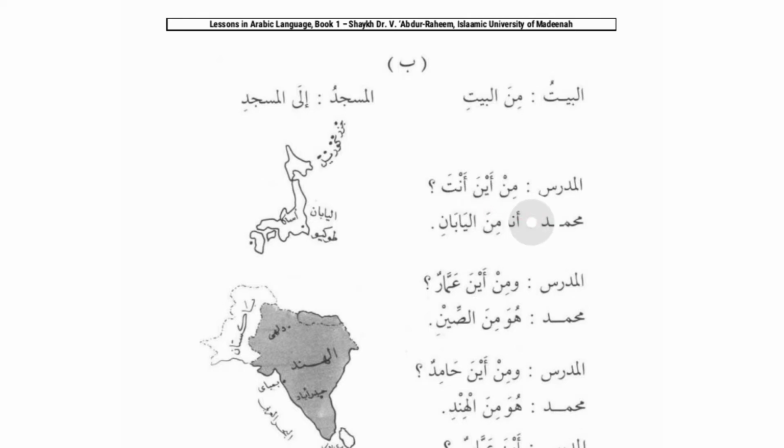So when it says min aina anta, where are you from? Ana min al Yaban, I am from Japan. The min here has an effect on the name after it by giving it a kasra. Now all of these pronouns have their names. Ana and anta are known as al-mukhatabat. They are the people you're talking to. Khataba is to have a conversation with somebody. When you say al-mukhatab, it means somebody you're having a conversation with. So ana and anta are among the mukhatabat.